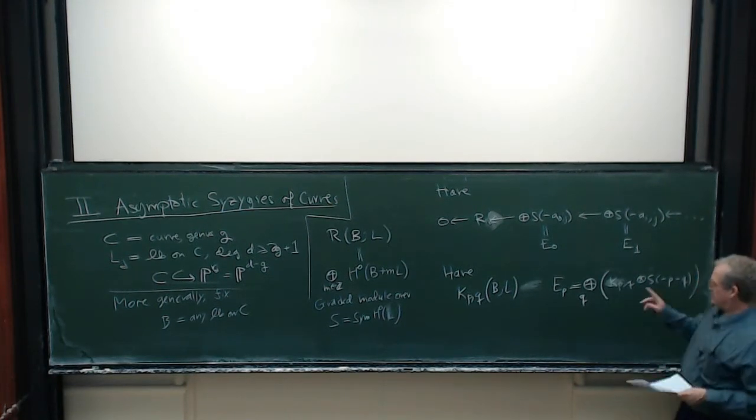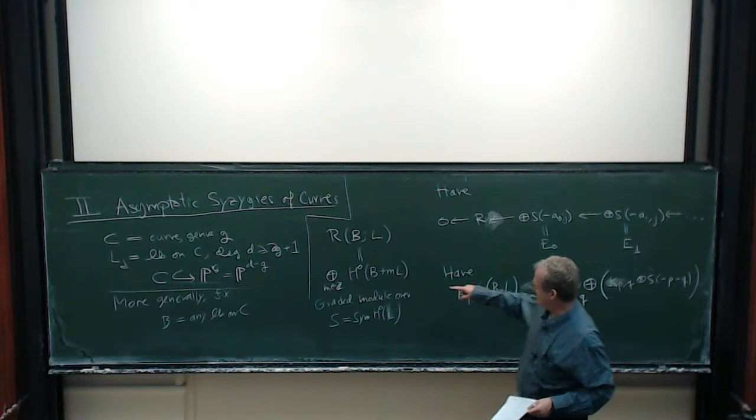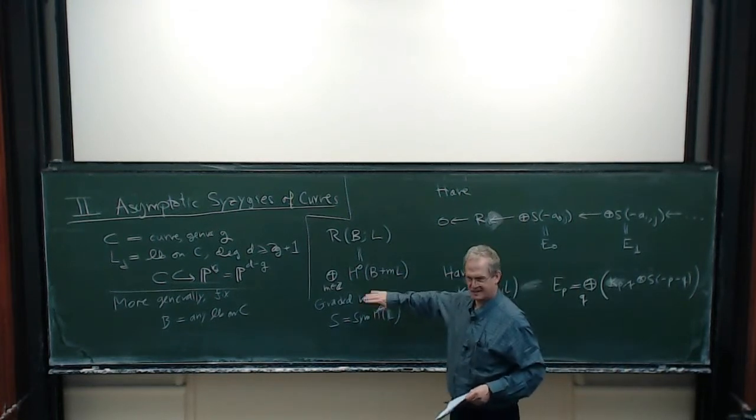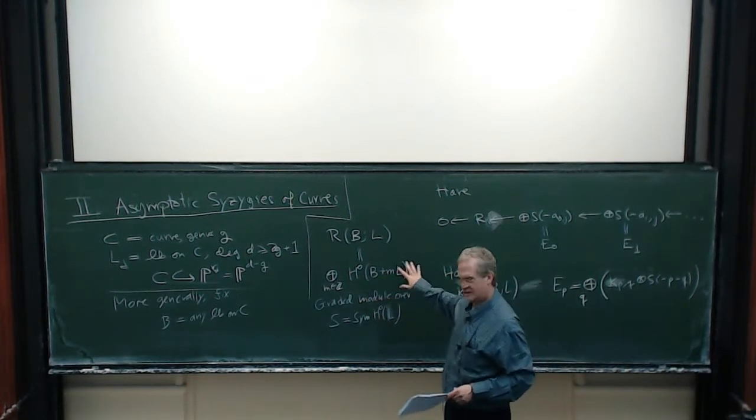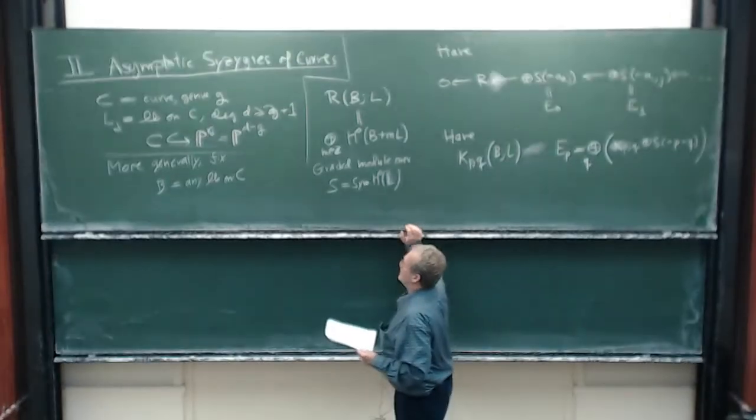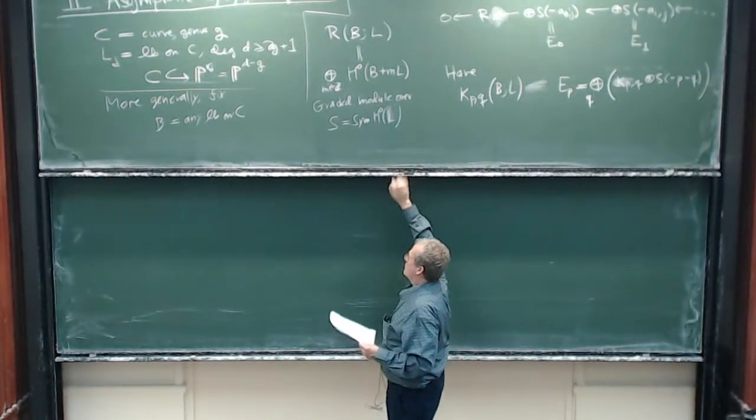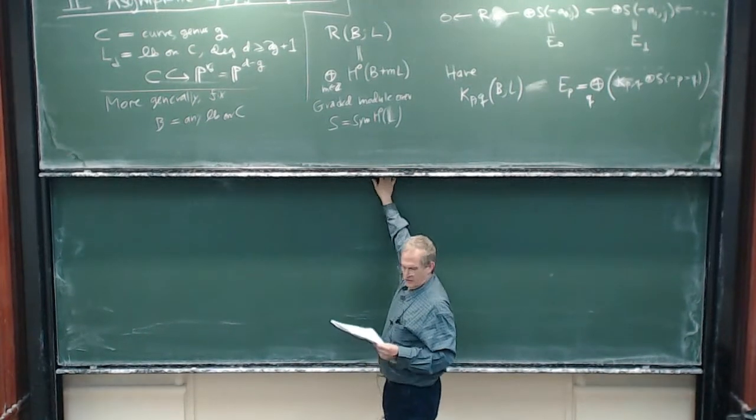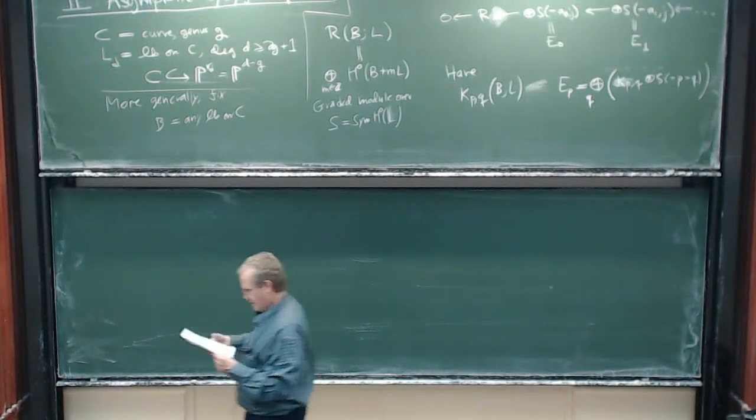And notice that there is an asymmetry here. L is giving us the algebra structure, and B is just occurring once. It's just a module. So B and L don't play symmetric roles. And just as before, we can compute these K_{p,q} as the cohomology of a Koszul type complex.